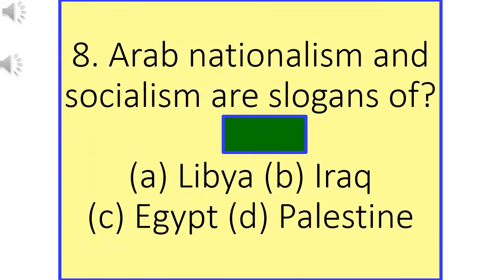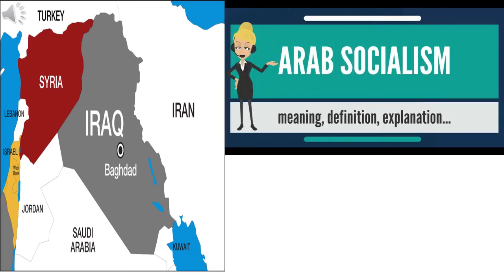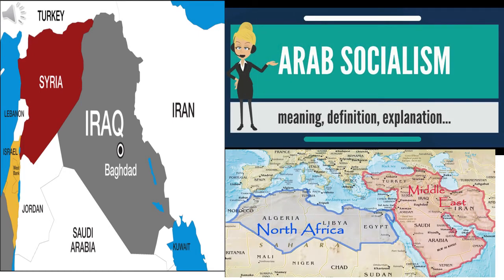Arab nationalism and socialism are slogans of: A. Libya, B. Iraq, C. Egypt, D. Palestine. The correct answer is B, Iraq. Arab socialism and Iraq map.